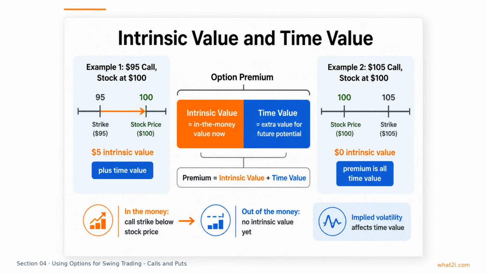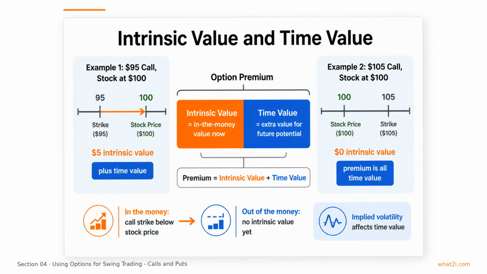An option premium has two main parts: intrinsic value and time value. Intrinsic value is the amount the contract is already in the money right now. For example, a 95 strike call on a $100 stock has $5 of intrinsic value because it already gives the right to buy below the current stock price. A 105 strike call on that same stock has no intrinsic value yet because the stock is still below the strike. Any premium on that out-of-the-money call is all time value, which reflects future possibility rather than current profit. Understanding that split helps you judge whether you are paying for real value, hope, or a mix of both.